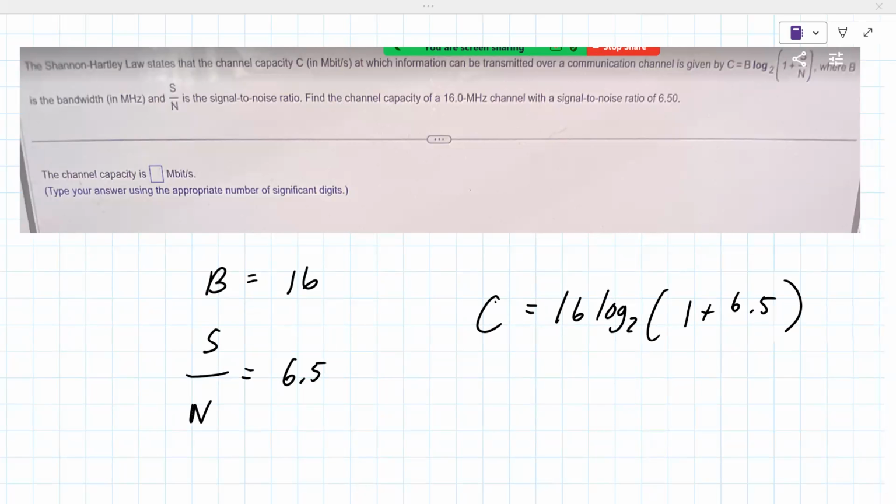And then it says type your answer using the appropriate number of significant digits. So 16.0 has 3 significant digits, significant figures. So our answer needs to have 3 significant figures. My Desmos scientific calculator does not have that capability, so I have to do it another way, which is fine.